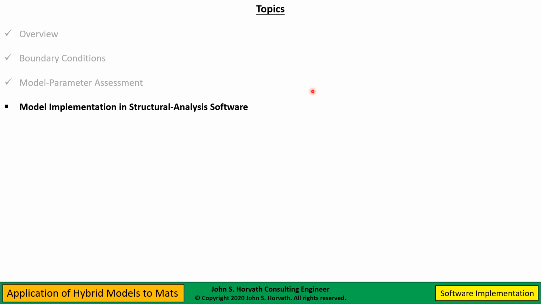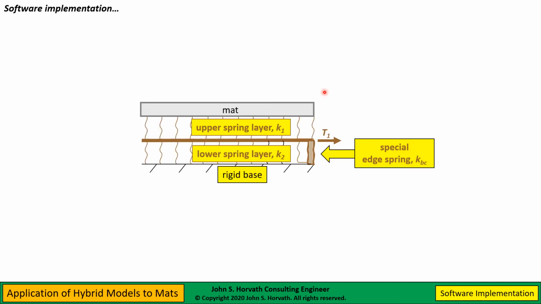And the final thing for this segment is, how do you implement this in structural analysis software? Well, again, you simply would input your model for your mat foundation: a layer of springs, another layer of springs, a tension membrane, and your special springs at the edge of the model.